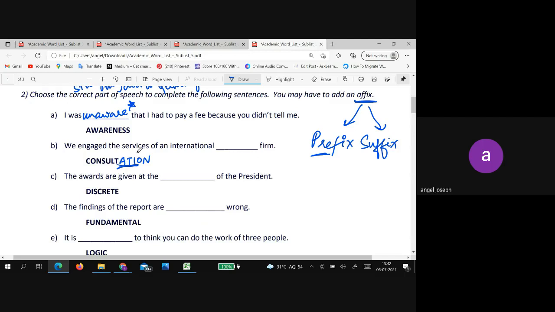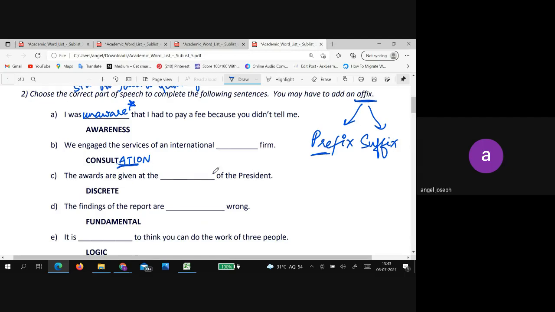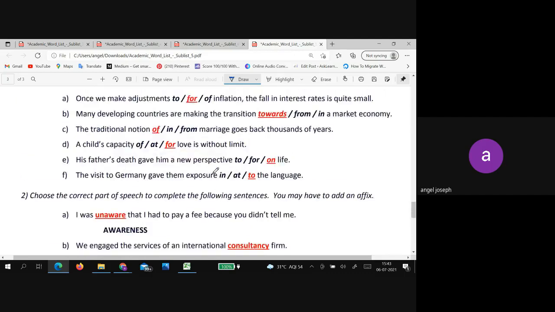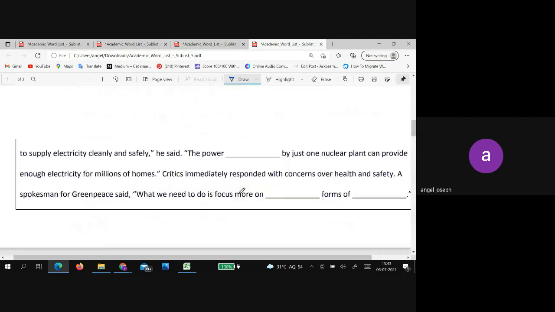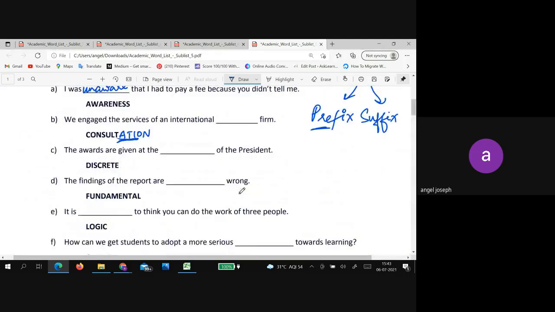We engaged the services of an international consultation firm. Okay, let me just quickly check it out as well. Consultancy, I'm so sorry. It's not consultation, it's consultancy. I had a doubt, that's why I checked it out. So you guys are right. I'm so sorry.